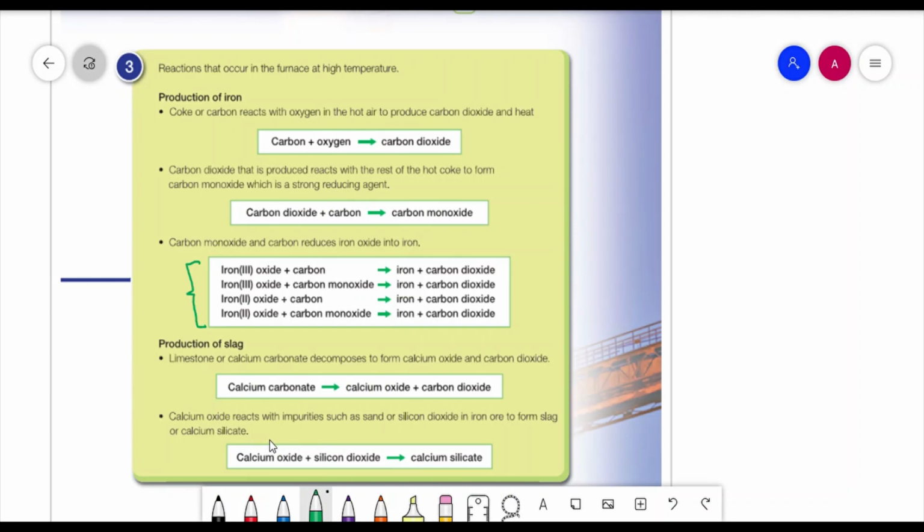Impurities means other components or other compounds in the iron ore. So this is the function of calcium oxide: it will react with silicon dioxide to form calcium silicate. Slag is the general name. The chemical name for slag is calcium silicate. Focus on this part, okay?